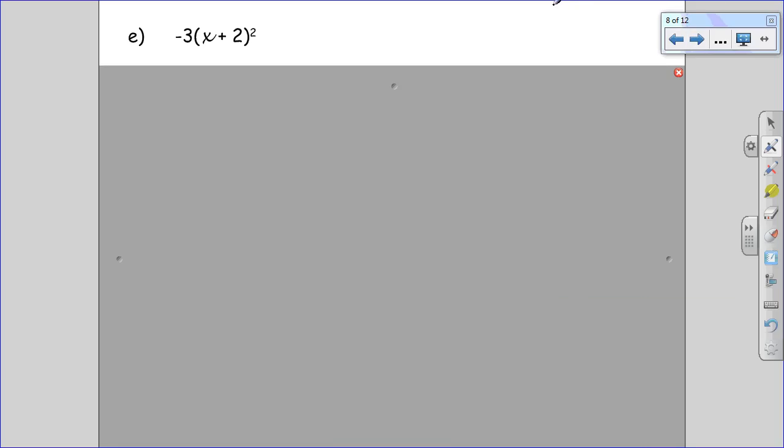Negative 3 times x plus 2 squared. Okay, we've gone outside our box again, and we do have to remember our order of operations because that is important. I have to do my exponents first, so I'm going to leave that negative 3 alone and strictly work with my exponents. Now again, I have to ask myself, what does this mean?